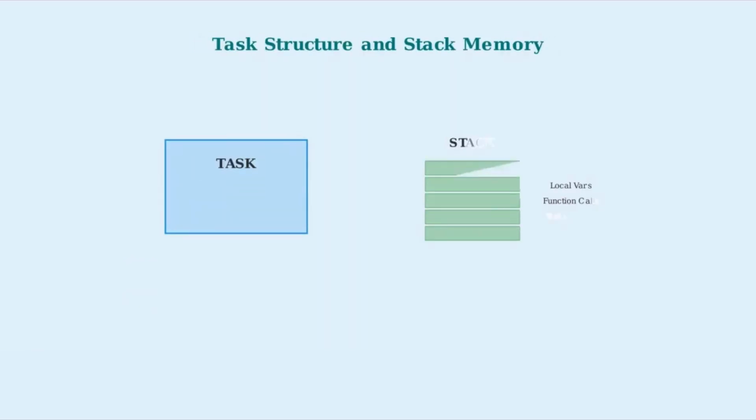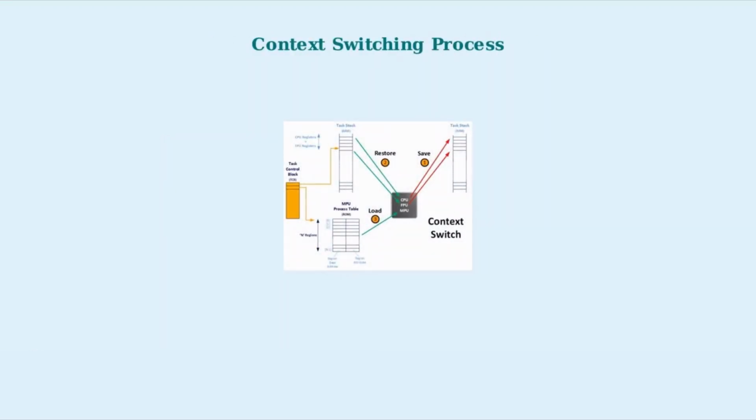A task in RTOS is a small program or function that has its own dedicated stack memory. This stack stores local variables and function calls, providing temporary storage that prevents data loss when the system switches between tasks. Context switching is the critical process where the CPU switches from executing one task to another. This involves saving the current task's complete state and restoring the next task's state from memory.